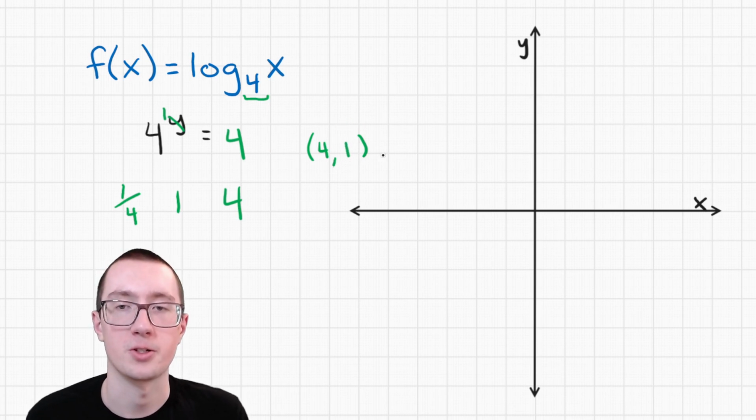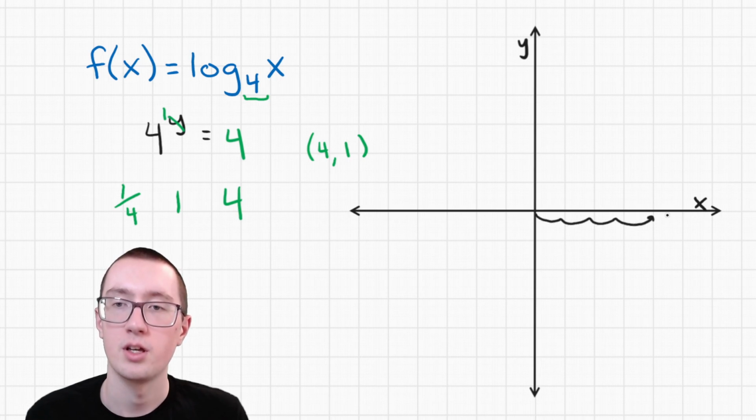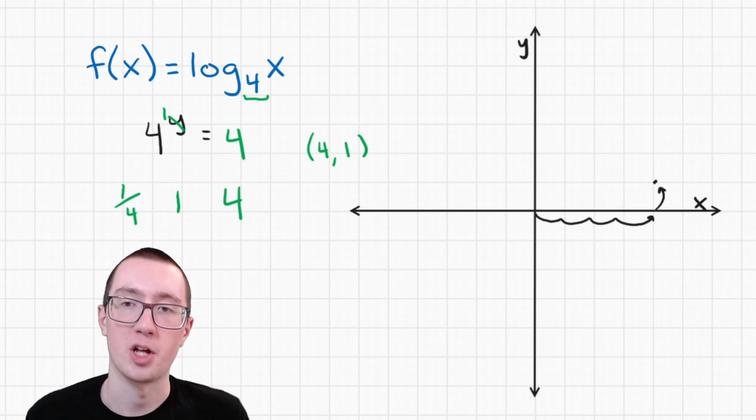So we can now plot this on our graph. So 4 for x, that means we need to go 4 squares to the right, and then 1 for y, which means we need to go 1 square upward. And we will plot a point right here.